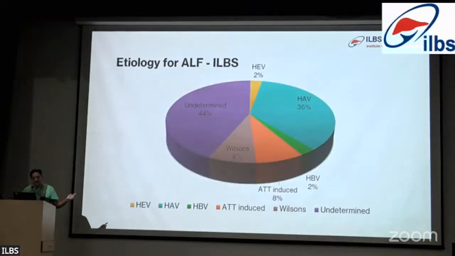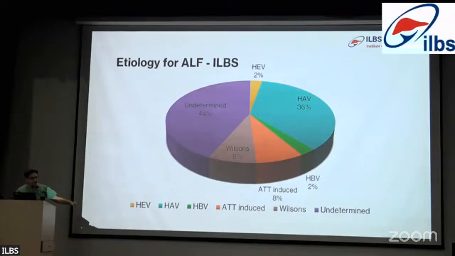So this is our etiology. This is very different from the West. West doesn't get this etiology. 36% is hepatitis A, and then undetermined is 44%. Most of this is basically we don't have tests to know why this has happened. That's why it is undetermined. So this doesn't happen in the West. And this undetermined etiology behaves very differently than what patients are seen in the West. So we need to be very clear about this.